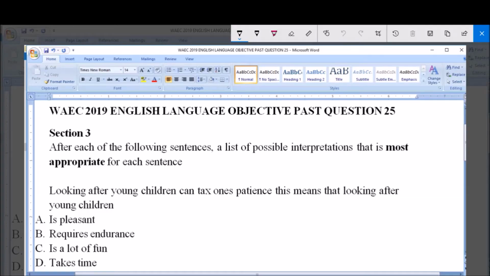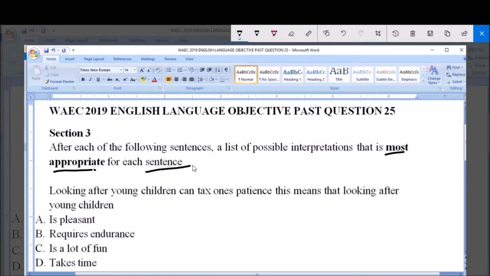I'm going to be answering WASSCE 2019 English Language Objective Past Question 25. That's section 3. The instruction is, after each of the following sentences given to us, we have a list of possible interpretations, and we are to select the one that is most appropriate for each sentence.